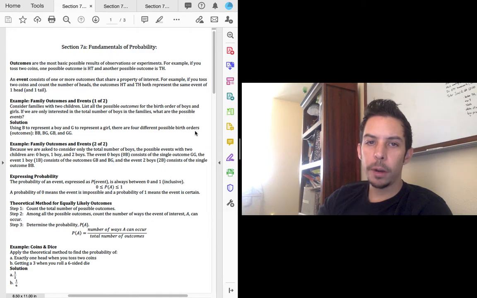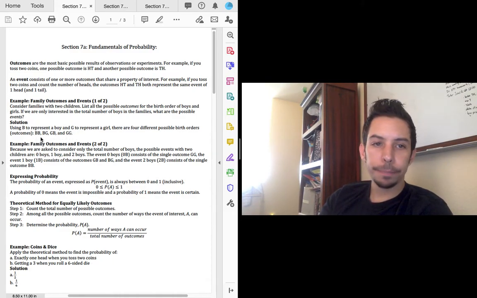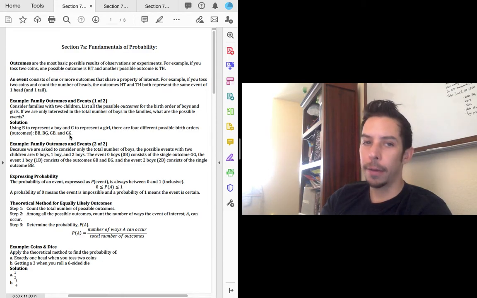Again, we're going to use B to represent a boy and G to represent a girl. And there are four different possible birth order outcomes. We can have a boy and a boy, a boy and a girl, a girl and a boy, and a girl and a girl. Later on, we're going to talk about things that are like a 50-50, or two things that have only two outcomes, and show how to make that distribution. But for now, we'll just take these four at face value. So these are the four different outcomes that can happen. And the order, of course, matters in the outcome.